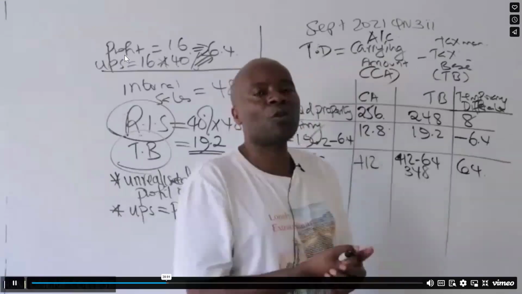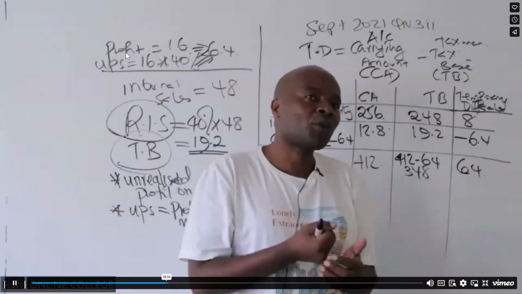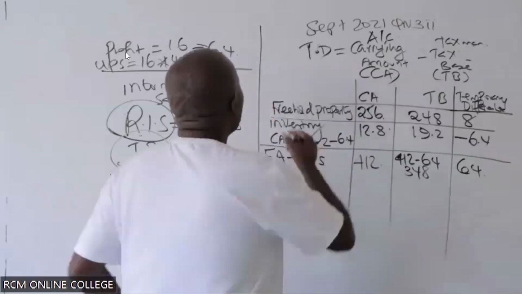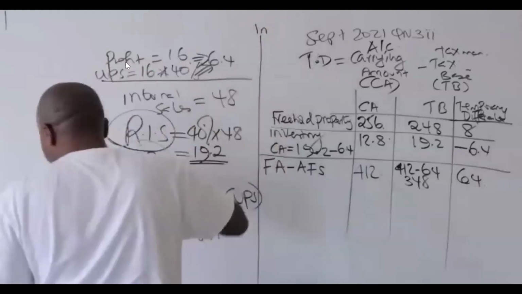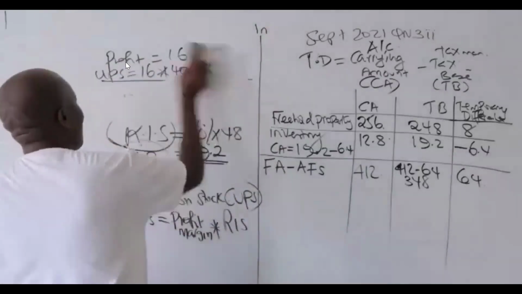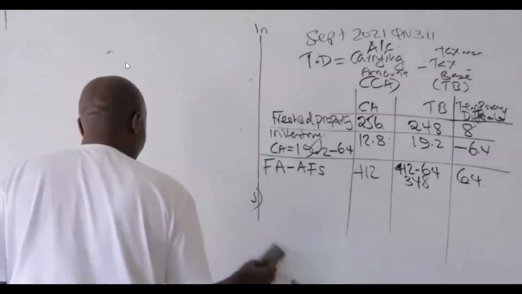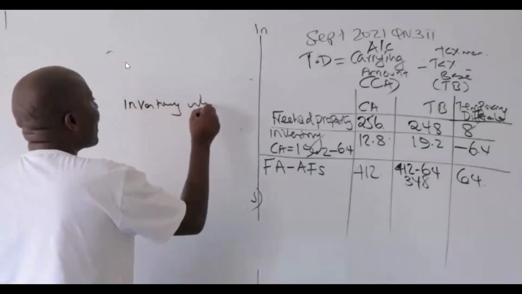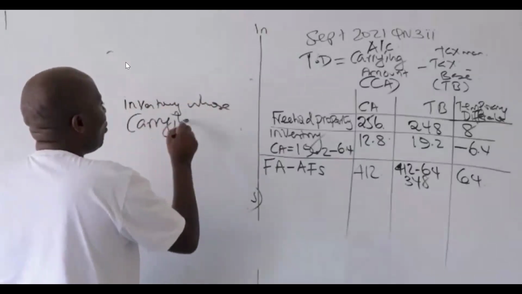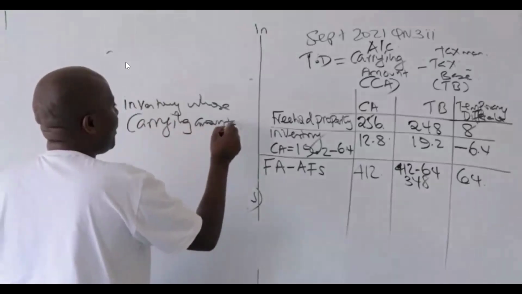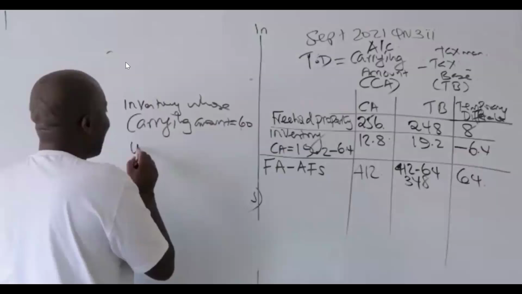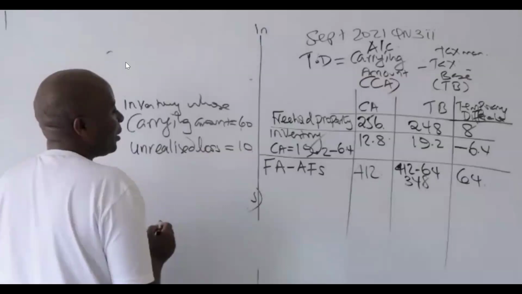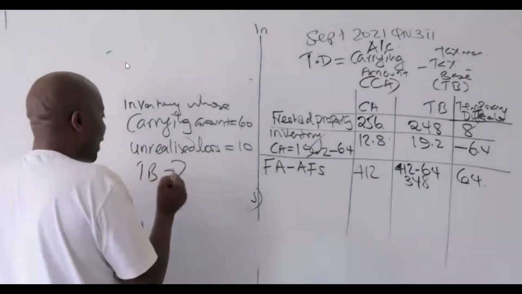Listen, I would want you to listen to me very well. There are things you're supposed to start appreciating now. In an exam, what will happen? Somebody will tell you that we have inventory whose carrying amount is 60, and then they'll tell you that unrealized losses are 10. Then they'll ask you to provide the tax base.